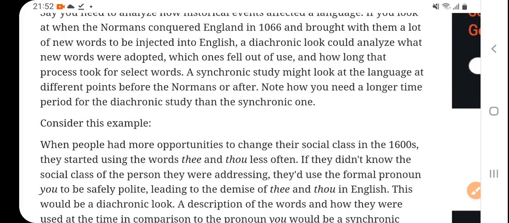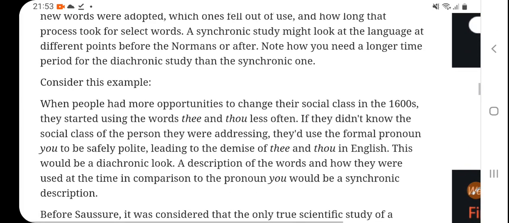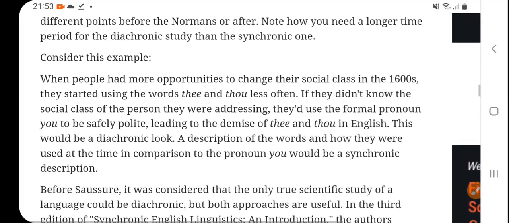Diachronic linguistics. A synchronic study might look at the language at different points, before the Normans or after. So before the Normans, what kind of words were used, that was the study of synchronic linguistics. And diachronic linguistics is how words came, what kind of words they brought, and how changes occurred. So you need a longer time period for the diachronic study than the synchronic one.